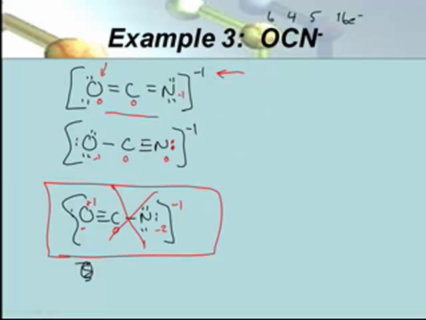So the real resonance structures, if you will, of OCN negative is the average of these two. This one is no good because our formal charge rules tell us that, whereas these two are good.